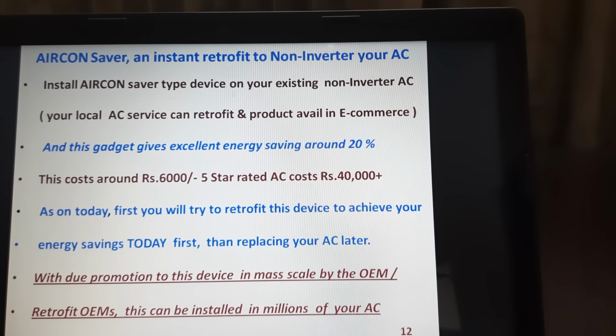An aircon saver can be installed on all non-inverter ACs. This will give almost 20% electricity savings. It costs only 6,000 rupees and is available on e-commerce platforms. A 5-star AC costs almost 40,000 plus, whereas on the existing AC which is around 3 or 5 years old, you don't need to replace your AC, you can just retrofit this aircon saver and it will give the same 20% savings. The AC OEMs or the service teams have to focus on this and install it on non-inverter ACs.